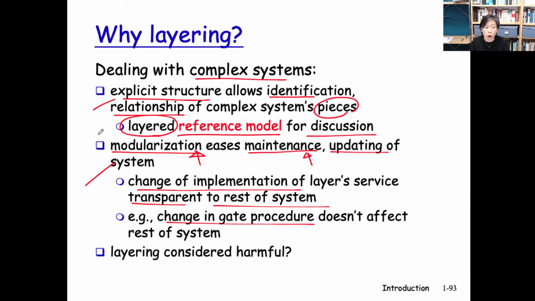Modularization, or layered reference model, layered service model. Sounds nice. Can you think of anything that suggests such a layering is not exactly good?